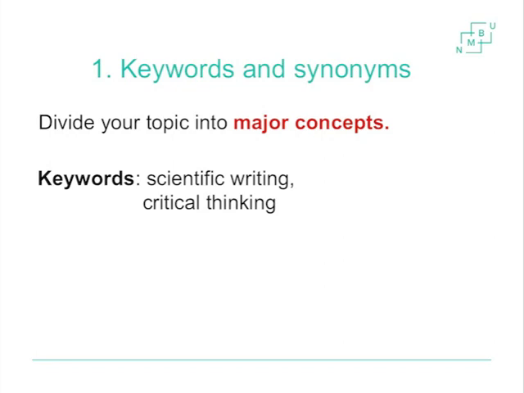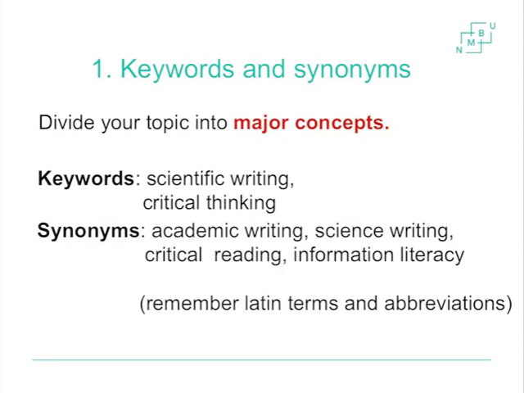In a second step, it is very useful to find synonyms for your keywords if there are any. Maybe there is a Latin term you should think of, or the keyword has a well-known abbreviation. Synonyms will increase your chances in getting results. Some articles may, for example, use the term scientific writing, others the term academic writing. By using both terms, you will retrieve more articles.